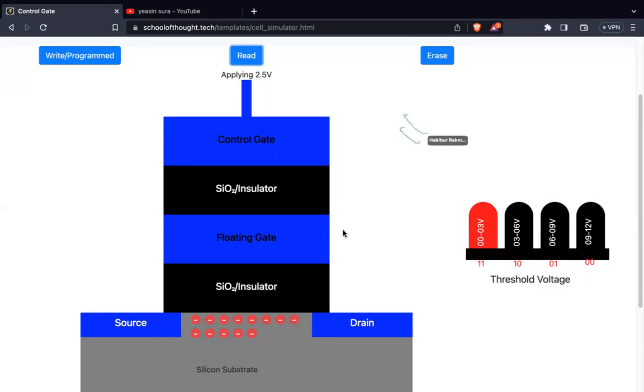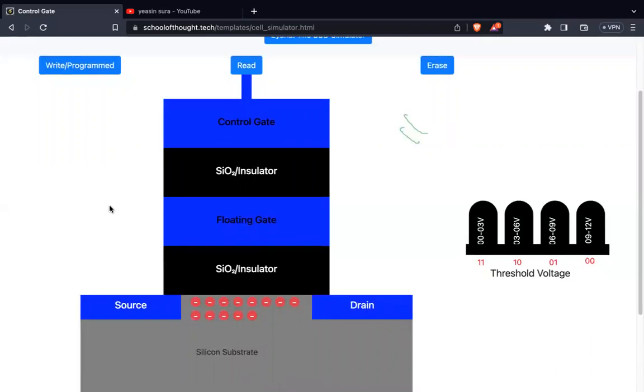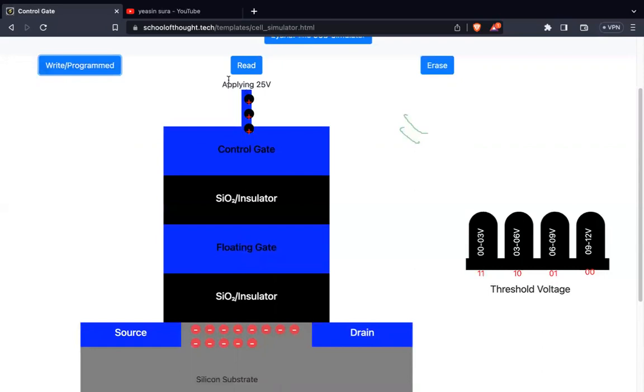Okay, when I click on write program, what will happen? A high voltage will be applied to the control gate, and then some electrons will move from the silicon substrate to the floating gate. And now if I click on the read button, the applied voltage will be 2.5 again. So we will check what value has been written. As you can see, 1 is not written because electrons are not flowing from source to drain.